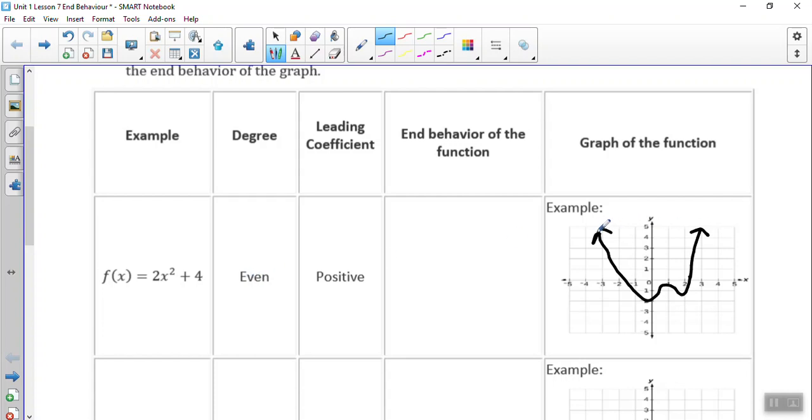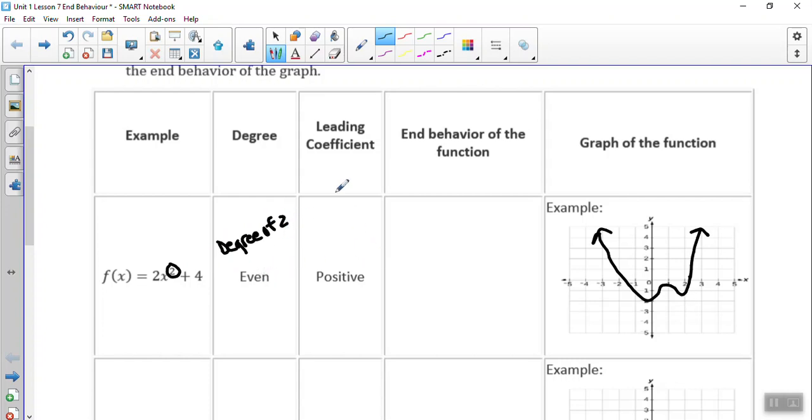Whenever we have them both going the same direction, we call it an even function. And this is a positive function because they both are going up. Here's an example of an even positive function: f of x is 2x squared plus 4. This is an even function because when I look at the degree, which is the exponent, we have an even number. This has a degree of 2, and 2 is an even number.